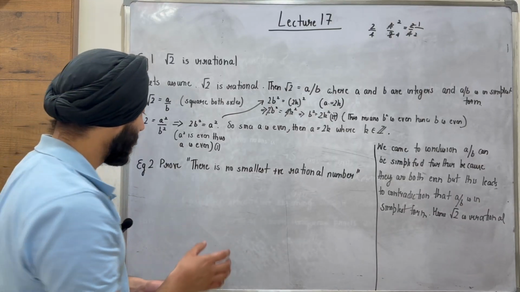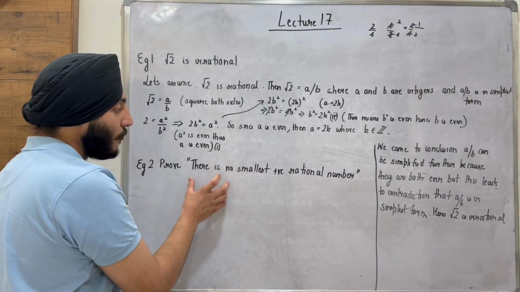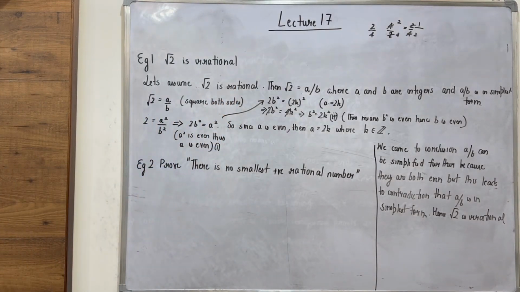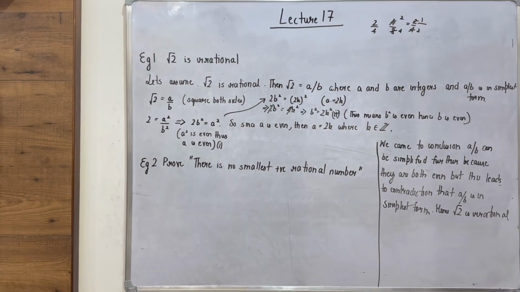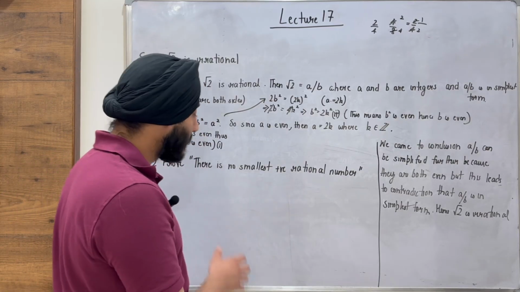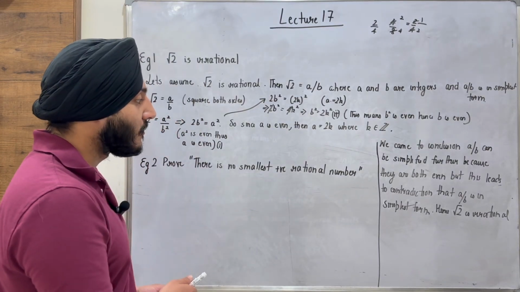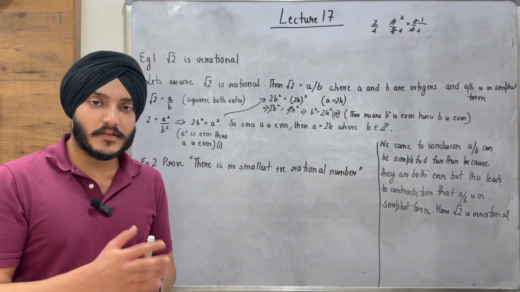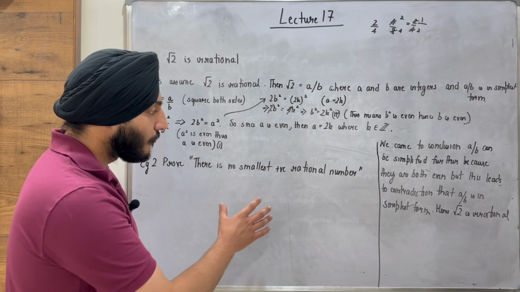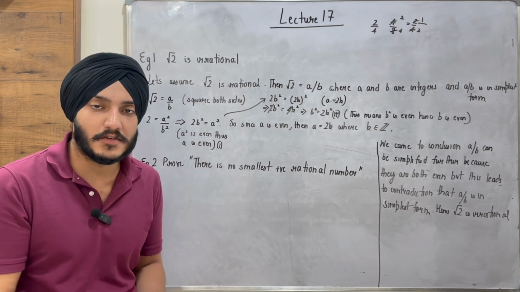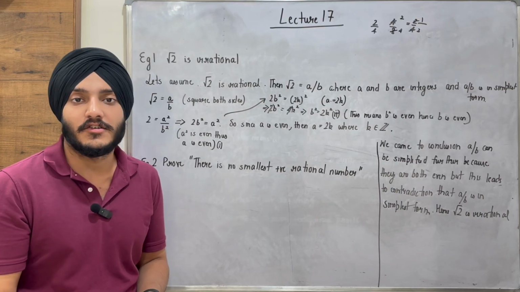Okay, now let's take a look at another example where we need to prove there is no smallest positive rational number. Now let's try to understand that there is no smallest positive integer, right? We're supposed to prove that there is no smallest positive rational number. So let's try to understand once again, right? We know as a fact that this is not possible. There's no such smallest rational number, just like there's no smallest integer, right?